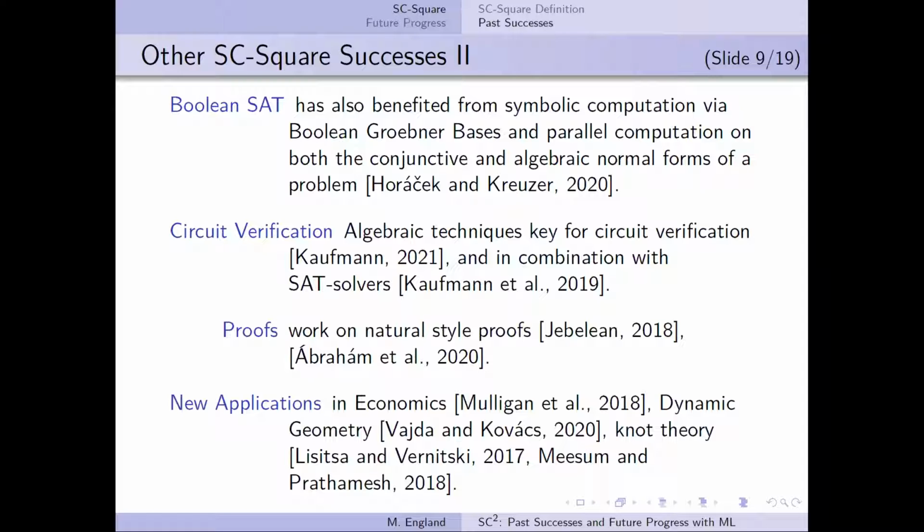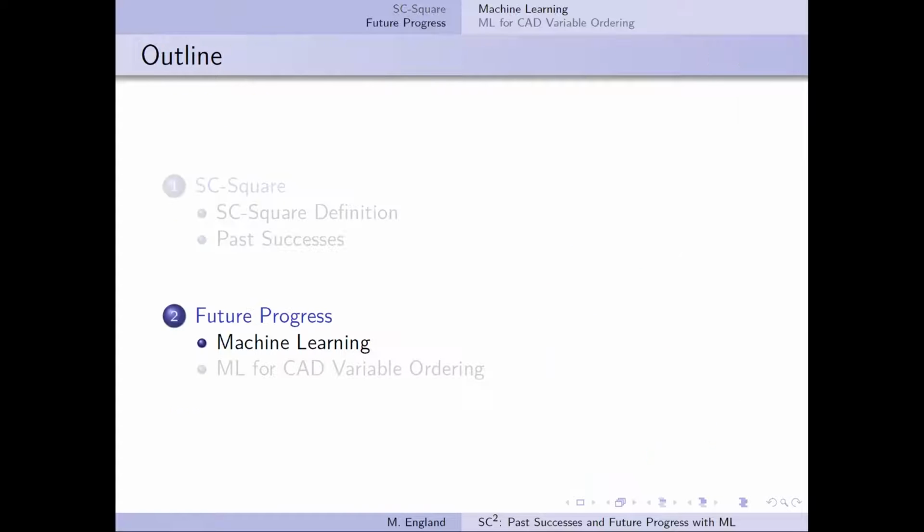There's also been some work on natural style proofs and a variety of new applications of these technologies, such as in economics, in dynamical geometry software, knot theory, to name just a few. So that was just a little whirlwind tour of SC² for anyone who's not so familiar with the workshop.